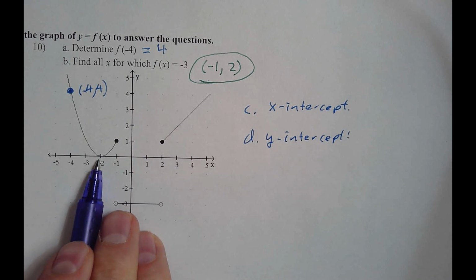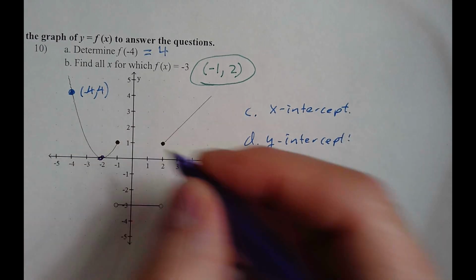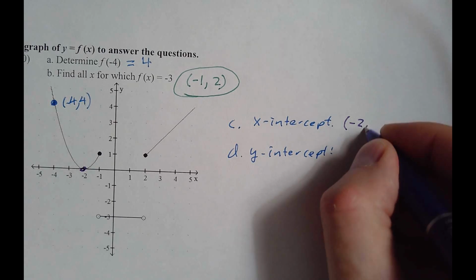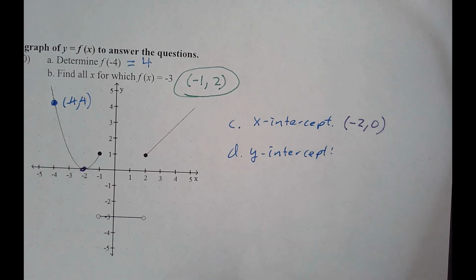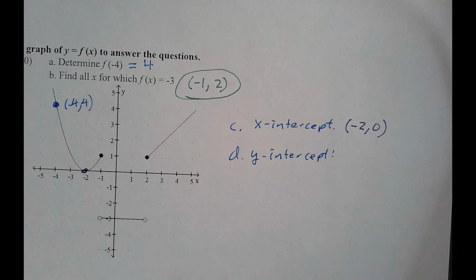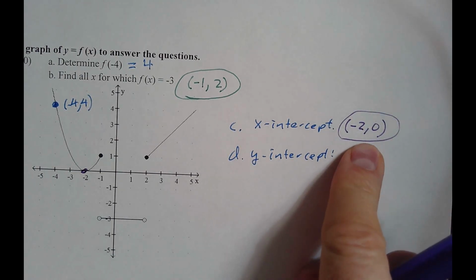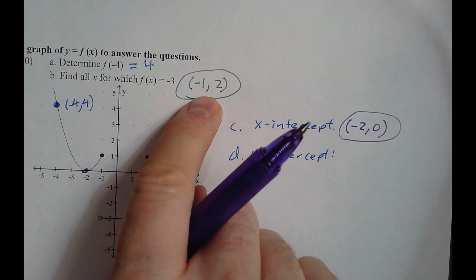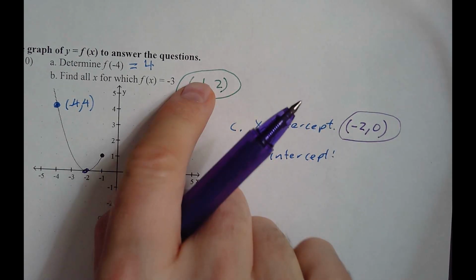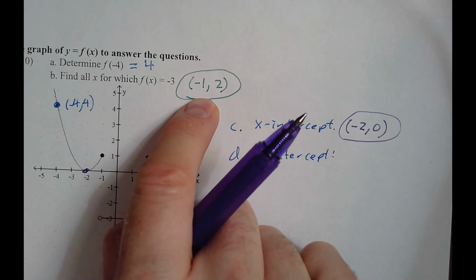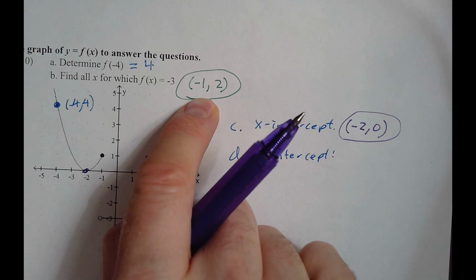All right, the x-intercept here is going to be this negative 2. So it's this point right here. This would be negative 2 comma 0. Now, notice that this is a point. This is an interval. These are very different things. They look exactly the same. The only way you can tell the difference is by the context.